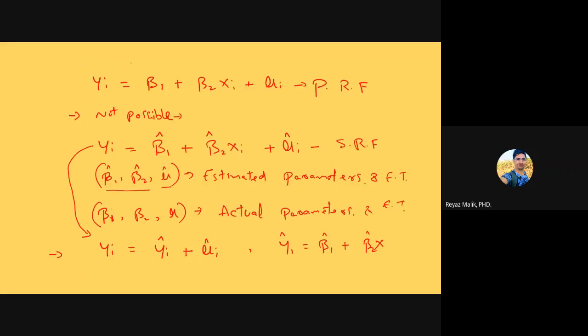Then what is this yi called? Yi cap. What is this called? This is called estimated. As I told you, these are estimated parameters and error terms. These here I am indicating. You are not seeing me. I'm indicating here. These are called estimated parameters and error term. These are called actual.